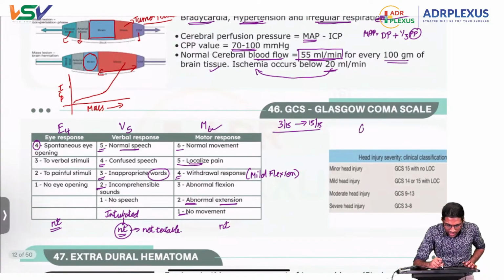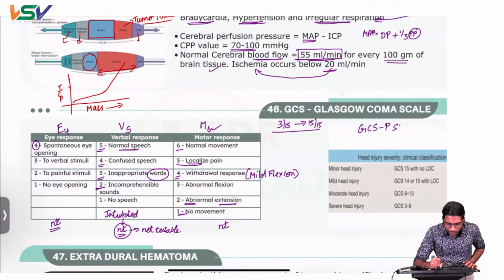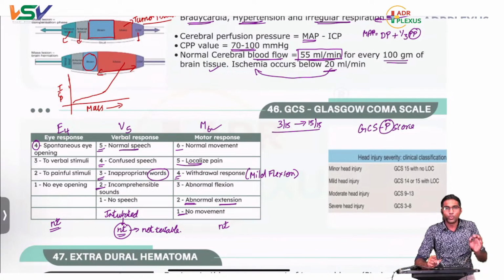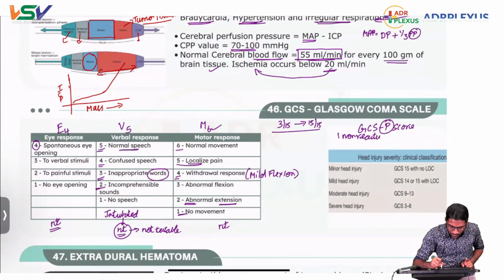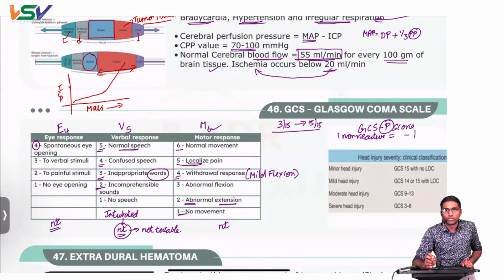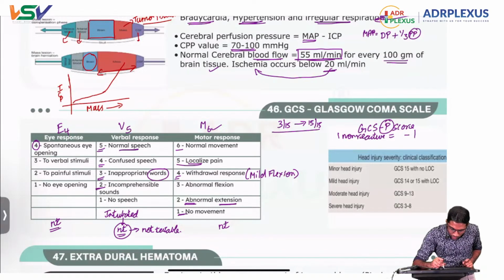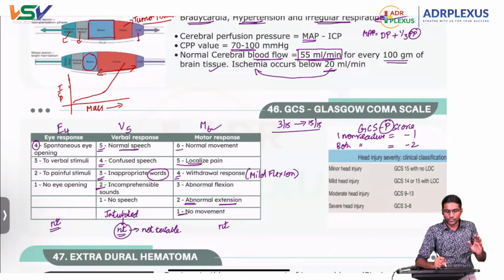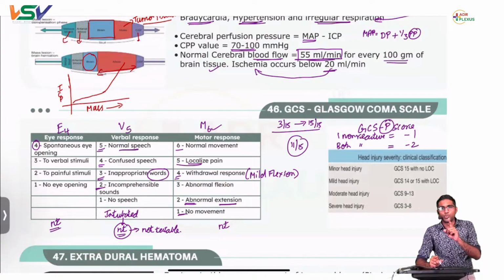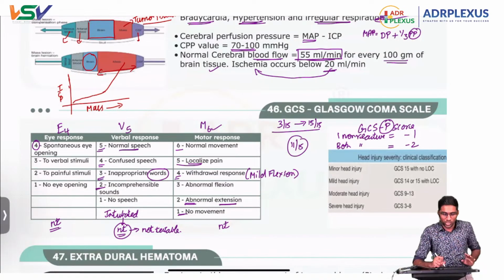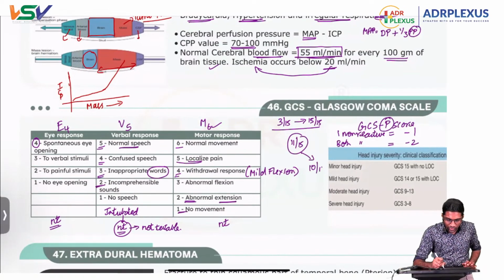Then the latest addition is the GCS-P score, based on the pupillary reactivity. If one pupil is non-reactive, you subtract 1. If both are non-reactive, you subtract 2 from the final score. For example, if it is 11/15 and one pupil is non-reactive, just subtract 1 and write it down as 10/15.